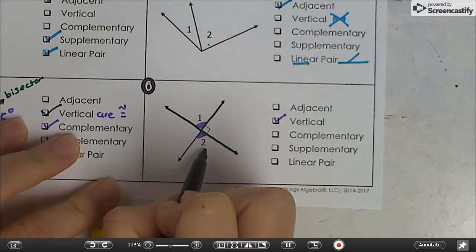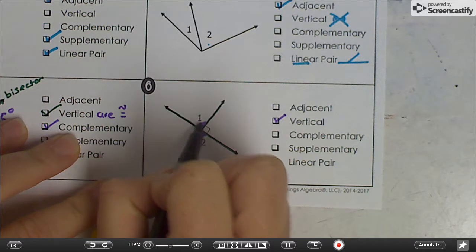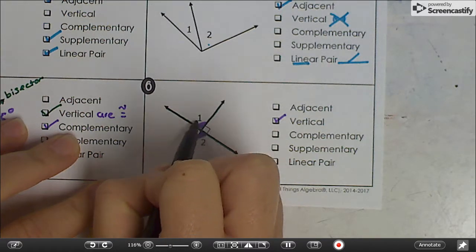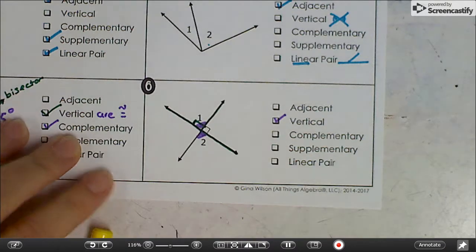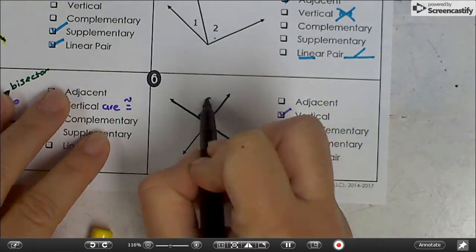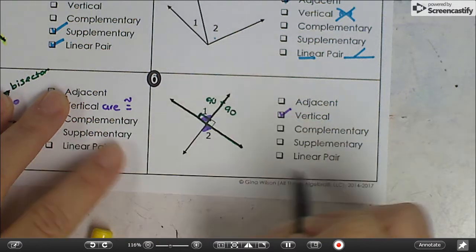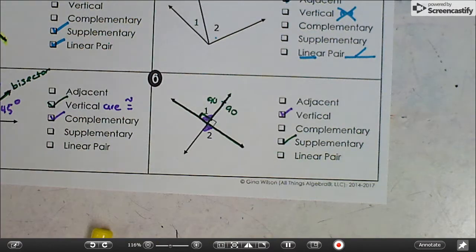Angle 1 and angle 2 are not a linear pair, but angle 1 and the one with the box are. Linear pairs add up to 180 degrees, so angle 1 has to be 90 degrees. And 90 plus 90 is 180, which makes it supplementary. And again, I said they're not a linear pair.